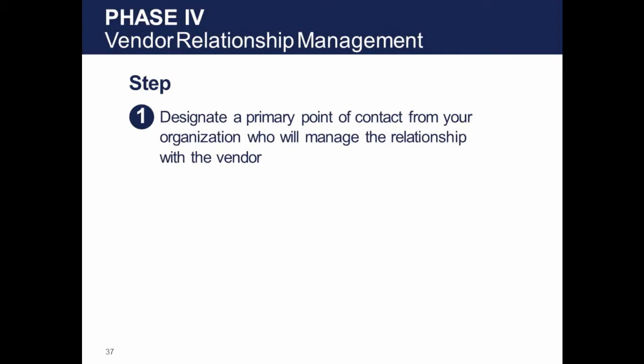In step 1, designate a primary point of contact from your organization who will manage the relationship with the vendor. Your organization should identify and designate a key point of contact to manage the vendor relationship. This person needs to have an understanding of the terms of the contract and your organization's operations and technical capabilities in order to serve as a liaison with the vendor and help address EHR system problems. This person will be responsible for working with the vendor account manager, as well as the vendor help desk support, to manage issues and guide testing of product updates, upgrades, and add-ons prior to go live.